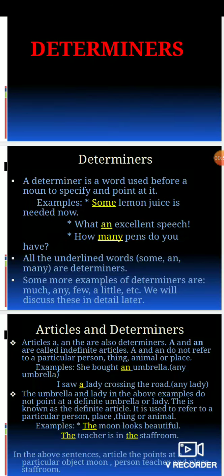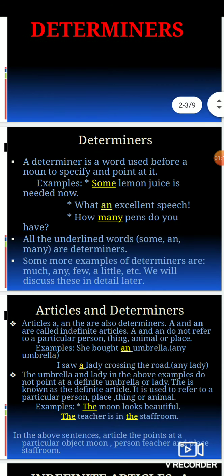What an excellent speech and how many pens do you need. So in these, all the underlined and yellow words like some and many are determiners. I use them as determiners. Now we will explain how. So some lemon juice is needed now. Some is specifying lemon juice, means some lemon juice is required now.